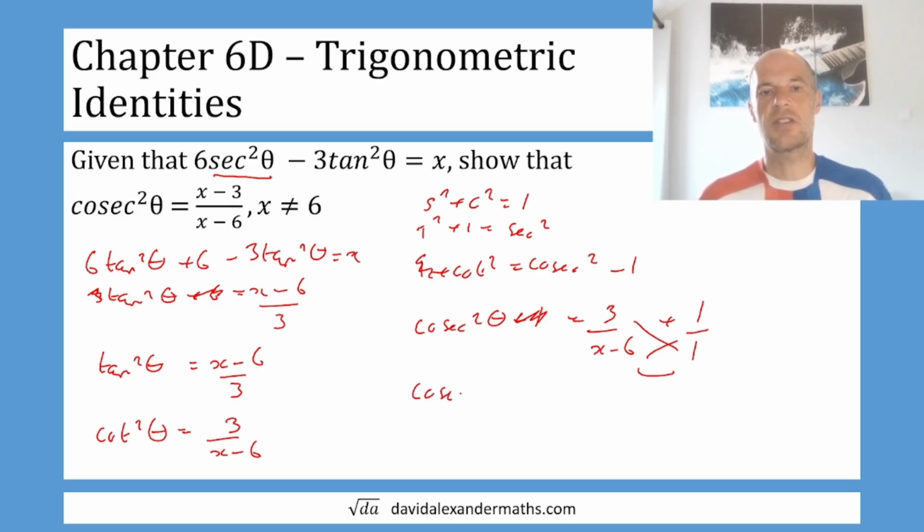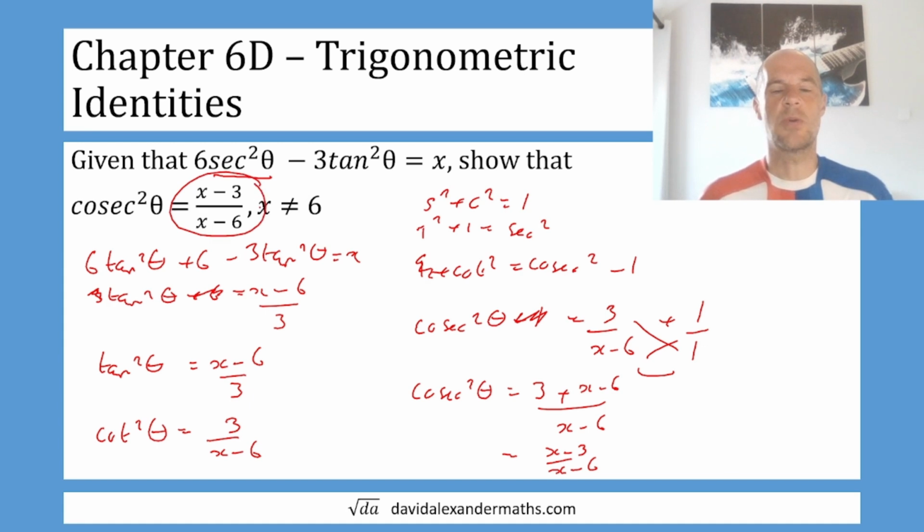So therefore the cosec squared theta is going to be 3 plus x take away 6 over x take away 6. And that is going to be x take away 3 over x minus 6, and that is what we were aiming for all along. So again, one of those horrible questions, you've got no idea how, unless you're extremely good at maths and you can see a clear path, a lot of it is just trying some stuff and seeing what happens until you hit the desired target.